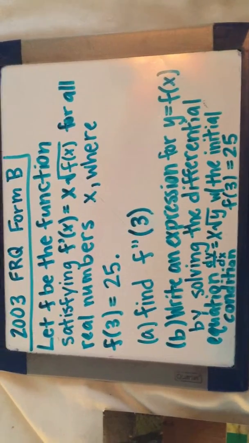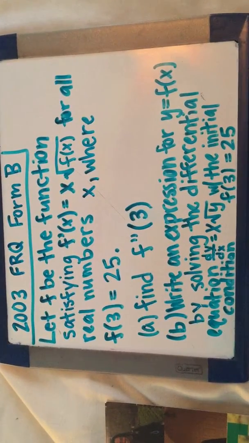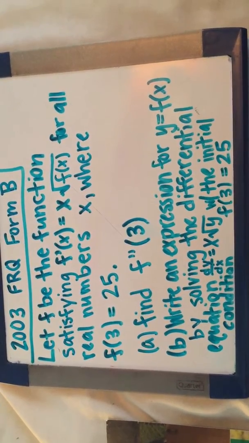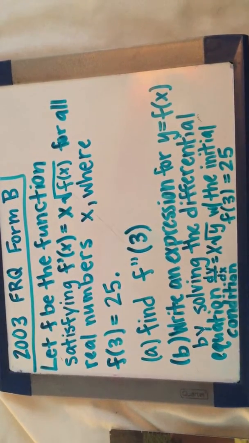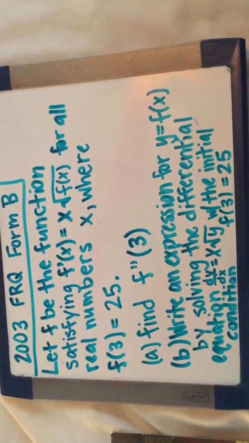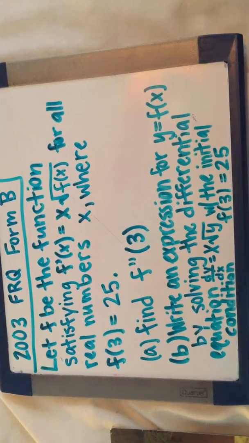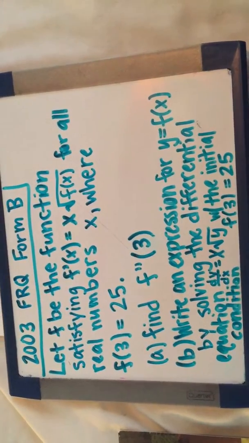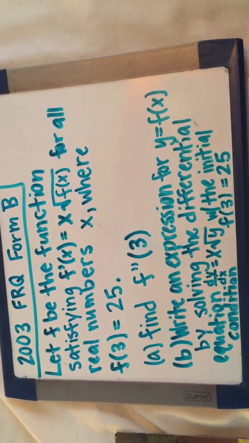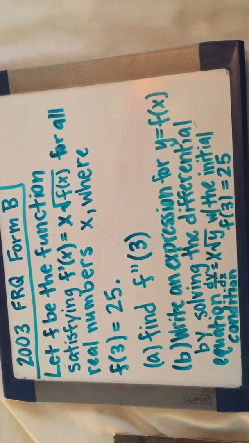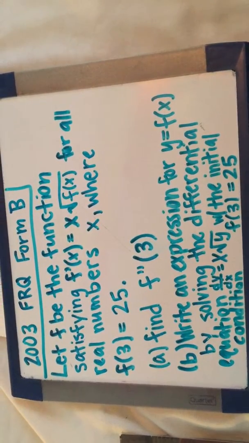I had 2003 FRQ Form B, which states: let f be the function satisfying f prime of x equals x times the square root of f of x for all real numbers x, where f of 3 equals 25. A, find f double prime of 3. B, write an expression for y equals f of x by solving the differential equation dy/dx equals x times the square root of y with the initial condition f of 3 equals 25.